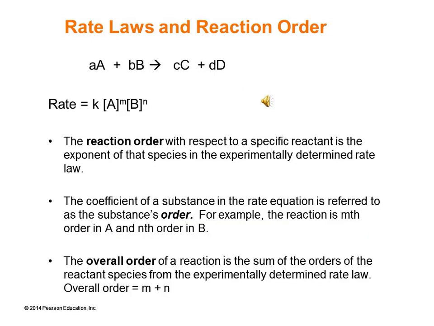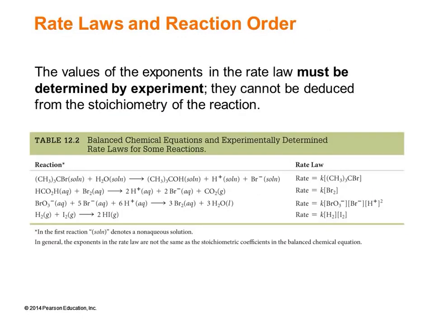The reaction order with respect to a specific reactant is the exponent of that species in the rate law. In other words, I would say that the reaction is mth order in reactant A. The overall order for a reaction is the sum of the exponents. So the overall reaction order would be m plus n. And it's alphabet soup. Let's get to some real reactions. Here are some rate laws that have been determined experimentally.